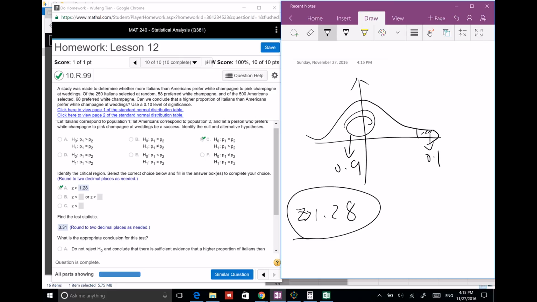Z is 3.31, is in this area now. Z is right here, so it rejects the null hypothesis. Okay, that's the whole homework.